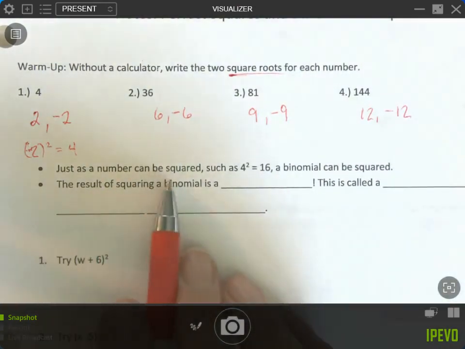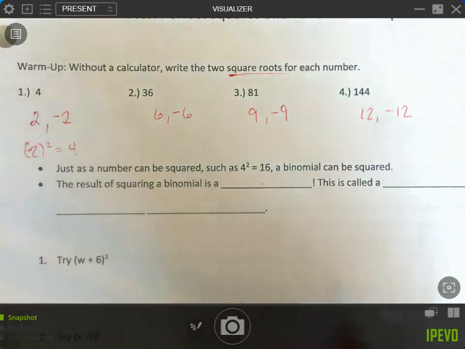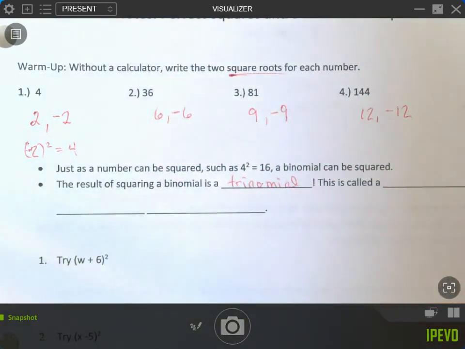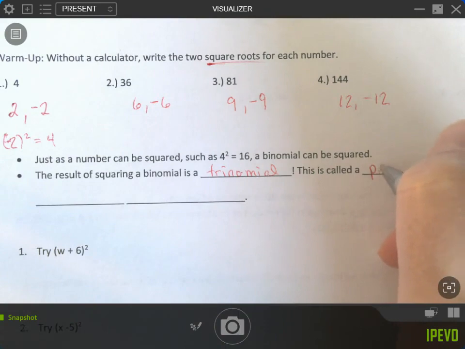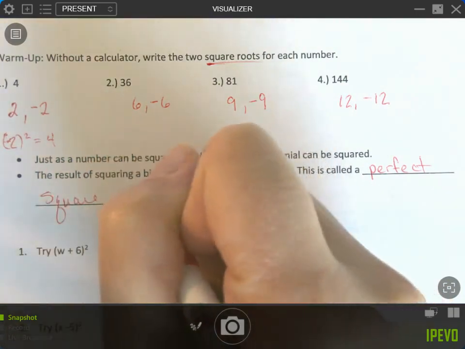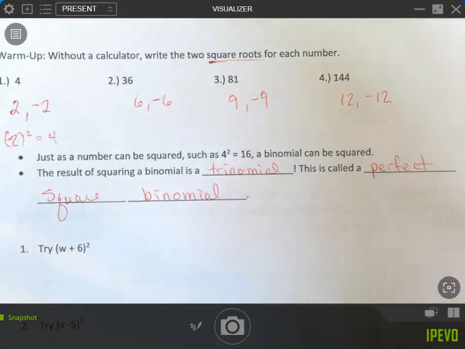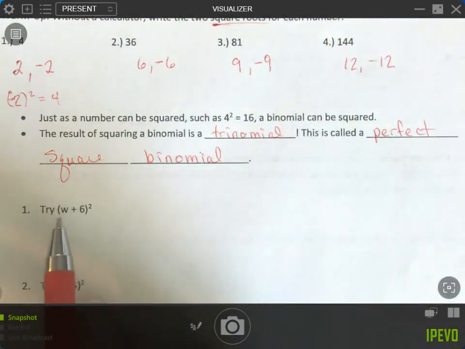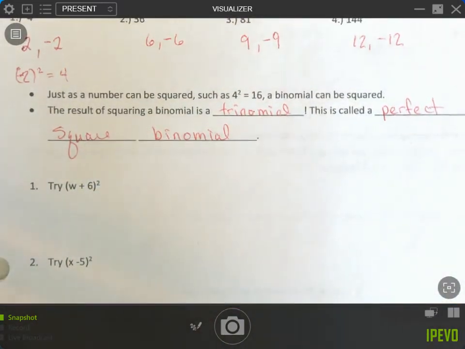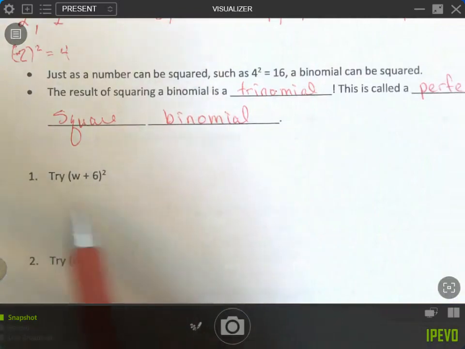All right, so just as a number can be squared, 4 squared is 16, a binomial can be squared. The result of squaring a binomial is a trinomial. Now a trinomial has how many terms? 3. This is called a perfect square binomial. Okay, so the idea is this is a perfect square because it's something times itself, but it's a binomial. So I cannot distribute a power over addition and subtraction, but what I can do is write it out twice and FOIL it. So our answers are going to look like this when we factor.